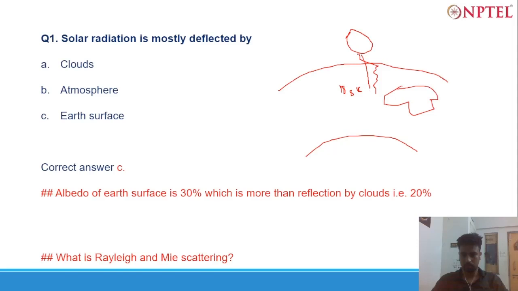Okay. So when the rays hit these particles or these clouds, they get reflected back to the space or to the atmosphere. They get scattered actually, and only a certain amount of rays reach the Earth's surface. Earth's surface also has some reflectivity value, so it will also reflect in other directions. So this is the whole scenario.